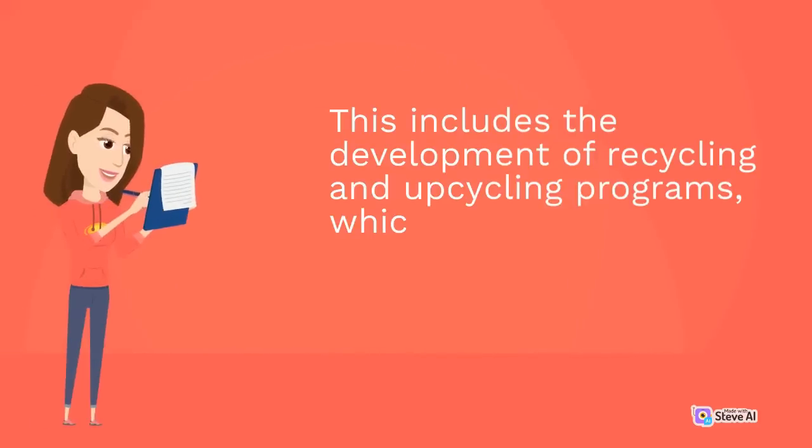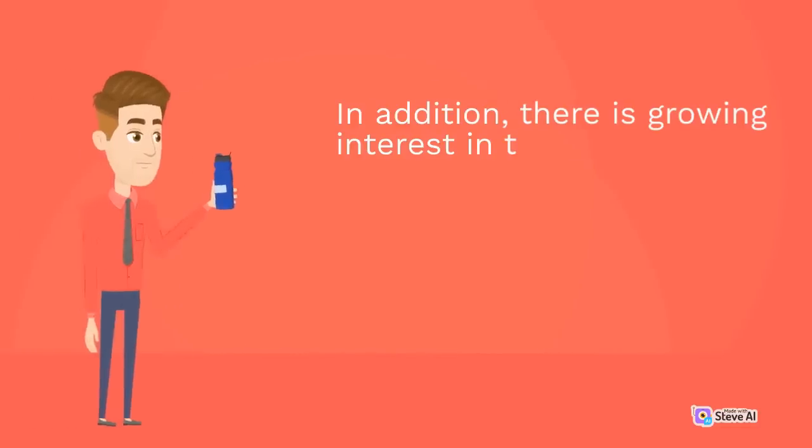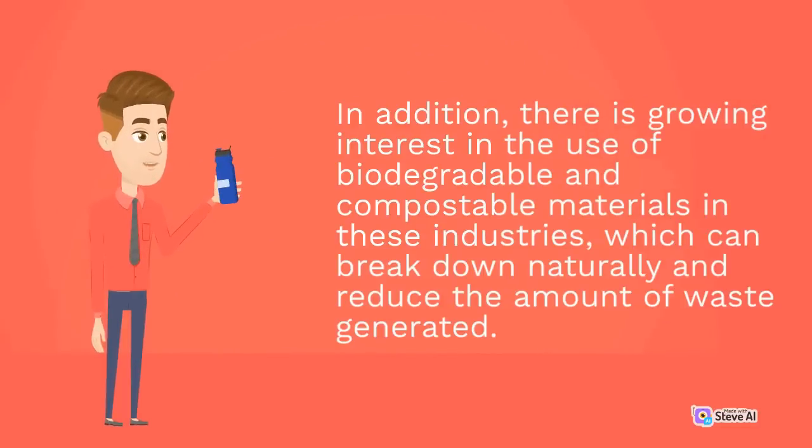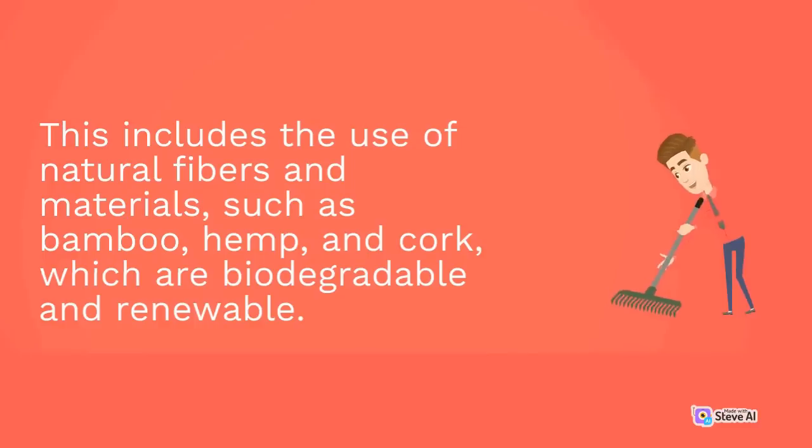This includes the development of recycling and upcycling programs, which aim to reduce the amount of waste generated from textile and interior design products. In addition, there is growing interest in the use of biodegradable and compostable materials in these industries, which can break down naturally and reduce the amount of waste generated. This includes the use of natural fibers and materials, such as bamboo, hemp, and cork, which are biodegradable and renewable.